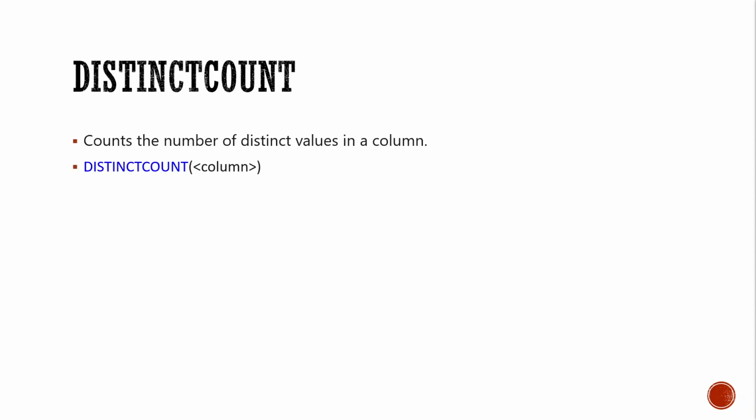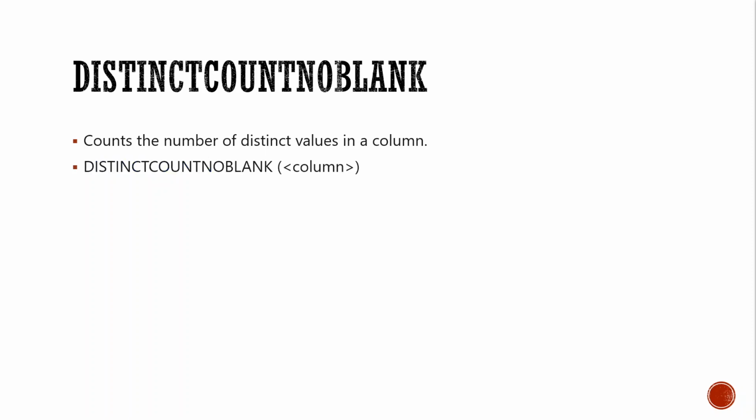Distinct count. Count the number of distinct values in a column. The keyword would be distinct count and then the column. Distinct count no blank counts the number of distinct values in a column, ignoring blanks. Distinct count no blank would be the keyword, and then the column name would be the reference of that table.